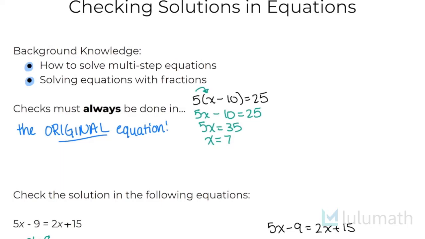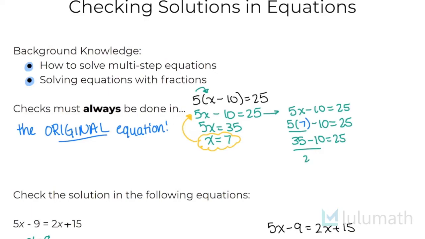Now, a lot of people will accidentally do this, but let's say I want to do my check and I check this x equals 7 right here in this line. So I would get 5 times, and then I'll fill in a 7 here because that's what we got for x, and then minus 10 equals 25, and then 5 times 7 is 35. Minus 10 equals 25, and then 35 minus 10 is 25, so 25 equals 25.